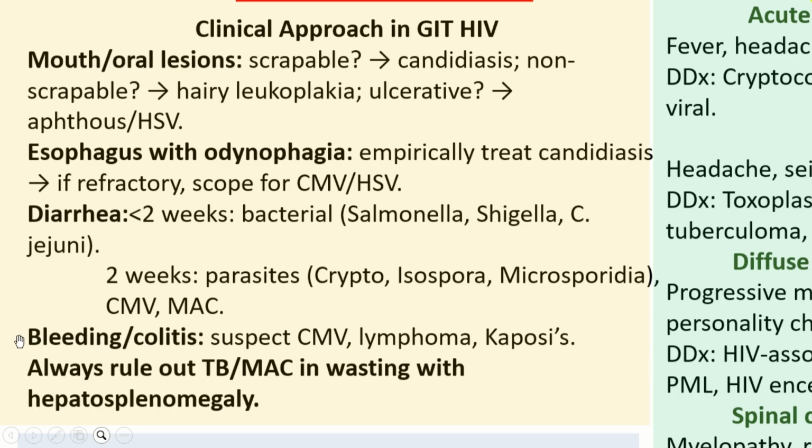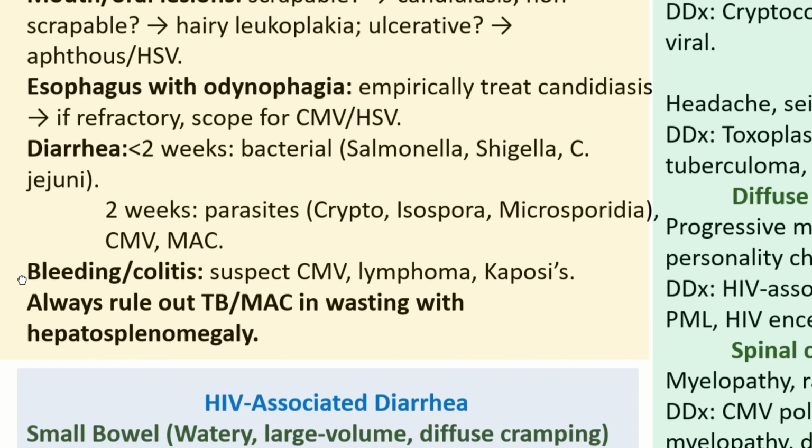Then if we see bleeding or we have a colitis, we are going to suspect cytomegalovirus. We are going to suspect maybe they have a lymphoma or they are having Kaposi sarcoma. And remember, Kaposi is a malignancy of blood vessels. So bleeding is not really a surprise here. Then whenever we have someone who is having wasting or hepatosplenomegaly, you want to make sure that their diarrhea is not coming from a TB or a Mycobacterium avium complex. And we specifically decide to look at diarrhea.